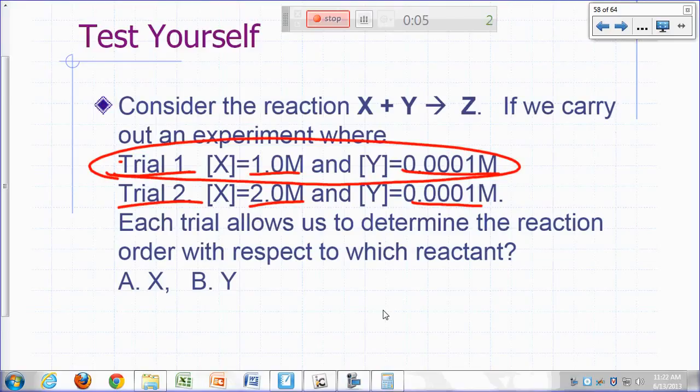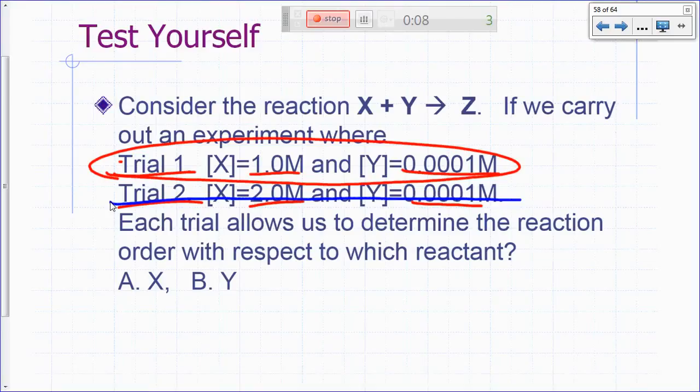In other words, if you just ignore trial 2 and just look at the data from trial 1, or ignore trial 1 and just look at the data from trial 2, can you determine the order of reaction with respect to one of these two reactants, and which one?